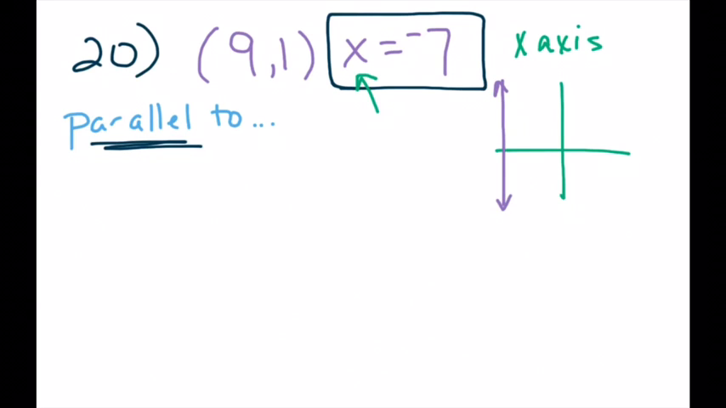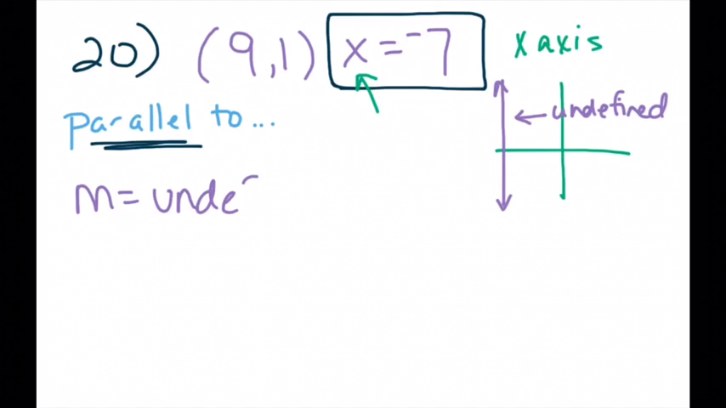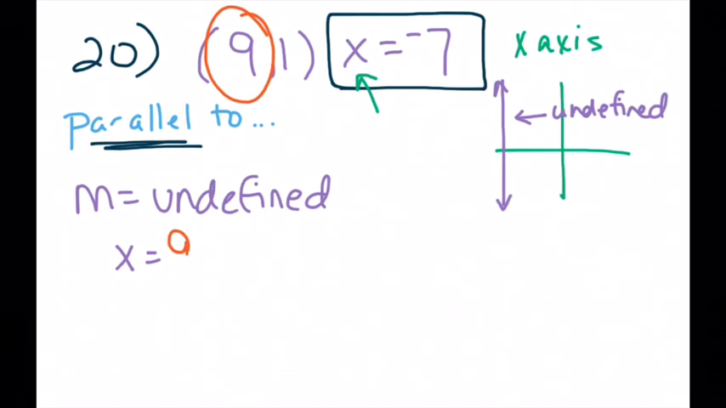So anything parallel will also have the same slope. This slope is undefined, and so any other line is going to have a slope that's undefined if it's going to be parallel. So that means that the equation is going to be x equals something. So whenever we have a vertical line that has an undefined slope, the way we write the equation is x equals, and then if you just look at this point, that's what it's going to be equal to, because I want it to go through the x-axis at 9. And so it's going to look like that.